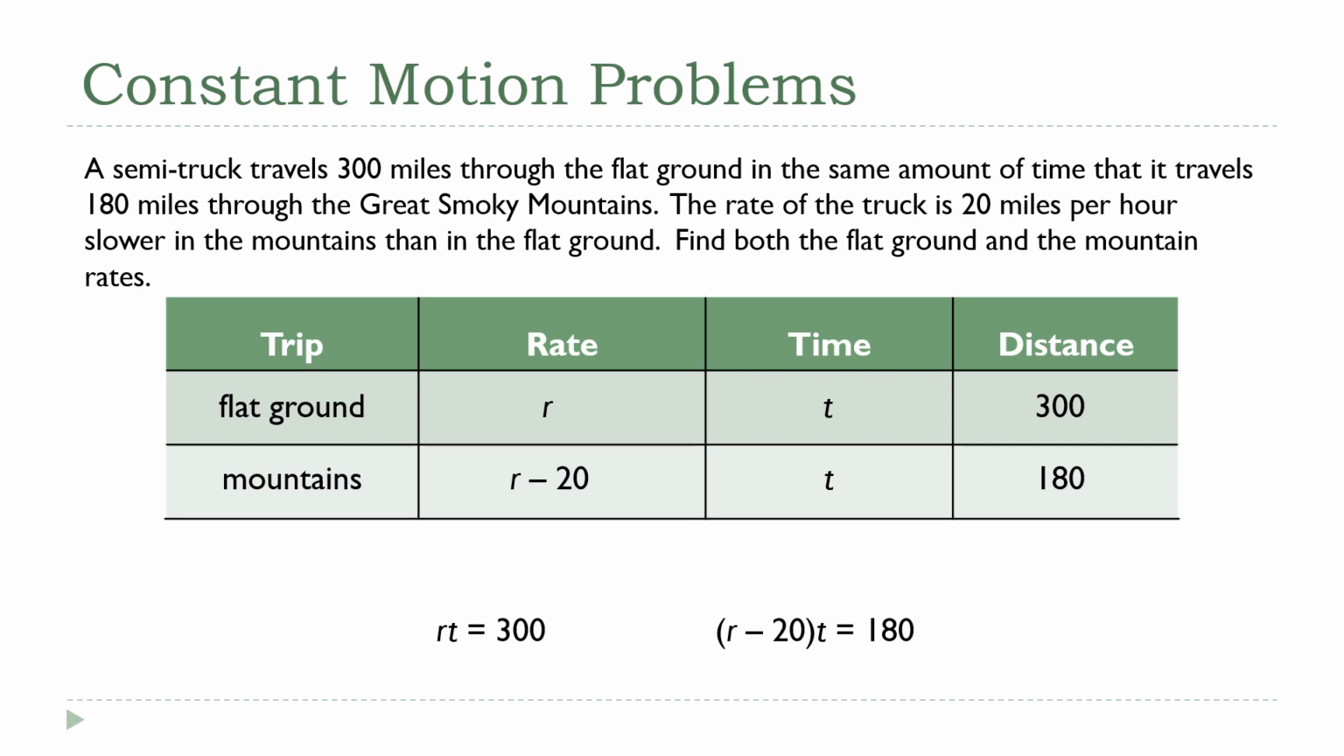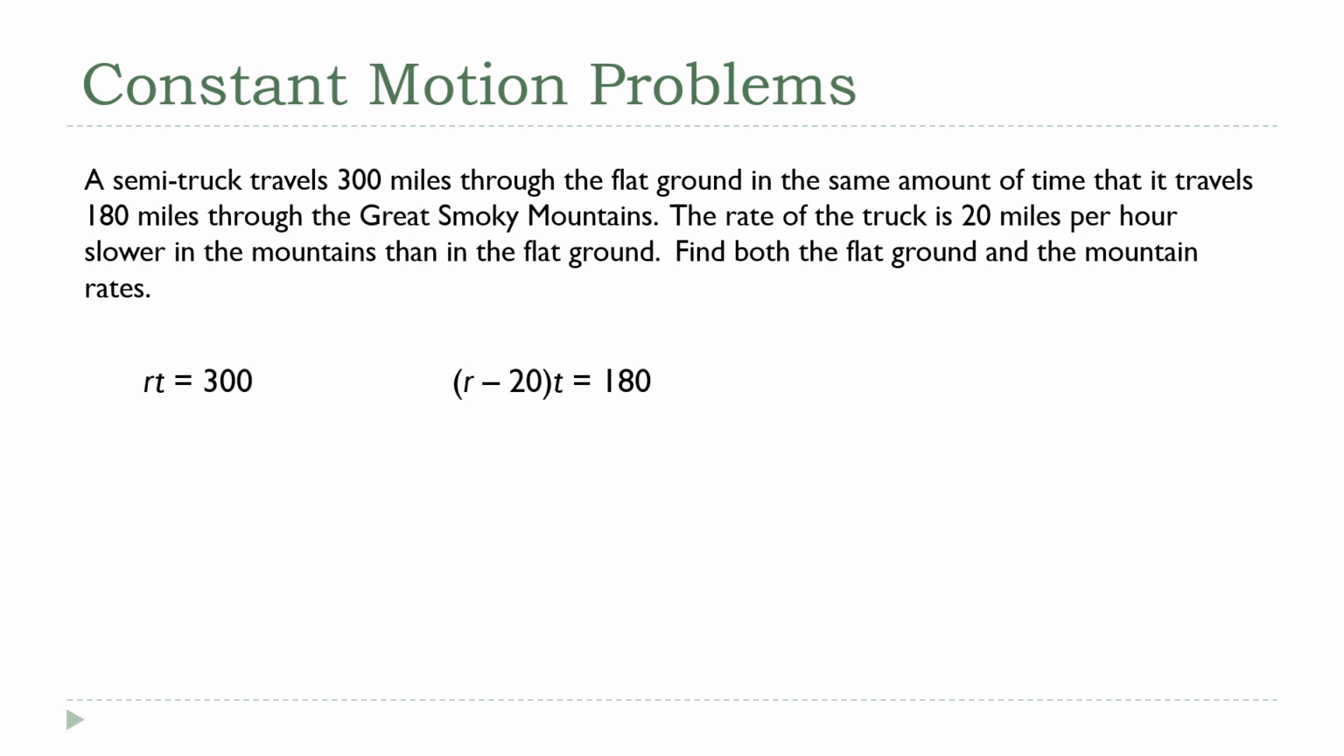All right, so let me get some space here. This is the same question again, but with our two equations. What I'm going to do is solve both of these equations for T. I'm going to take the first one, divide both sides by R, and it becomes T equals 300 divided by R. And I'm going to take the second one, divide both sides by R minus 20. So T is equal to 180 divided by R minus 20.